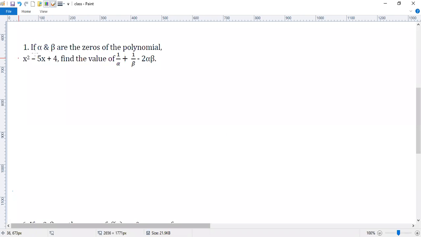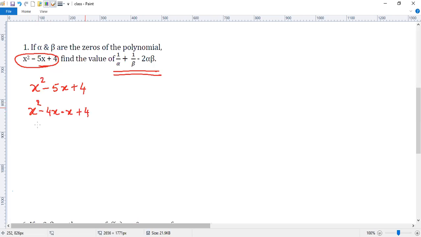See here in question number 1, alpha and beta are zeros of this polynomial x squared minus 5x plus 4. In the problem, by splitting the middle term of x squared minus 5x plus 4, you can easily find out what alpha and beta are. After that, in the given expression you can just substitute and get the answer, because your polynomial is very very simple. Correct? It is plus 4 and the sum is minus 5, so you write x squared minus 4x minus x plus 4, because minus 4 into minus 1 is plus 4.